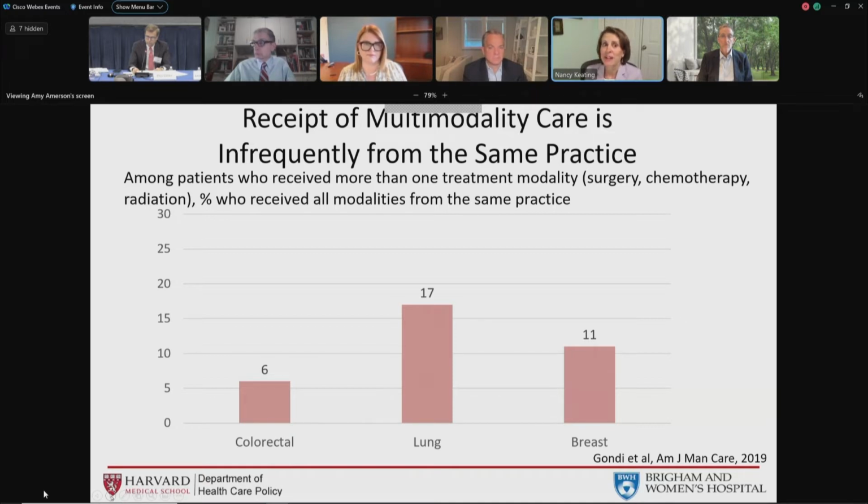These are data from a study of Medicare beneficiaries newly diagnosed with lung, colorectal, or breast cancer. Among patients who received more than one treatment modality, surgery, chemotherapy, and/or radiation therapy, the proportion who received all of the modalities from the same practice tax ID ranged from 6% for colorectal cancer to 17% for lung cancer.